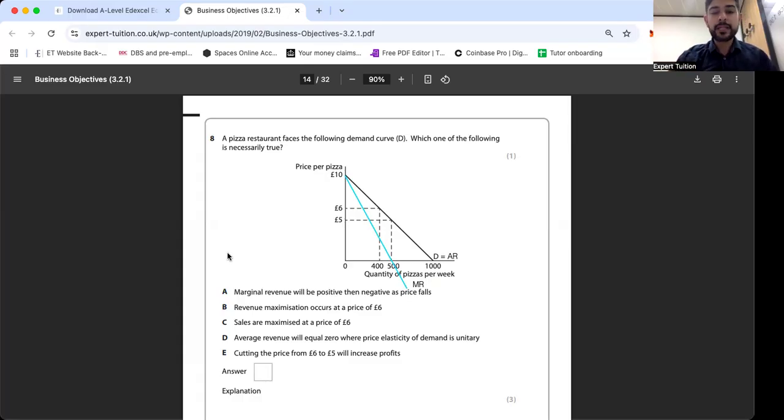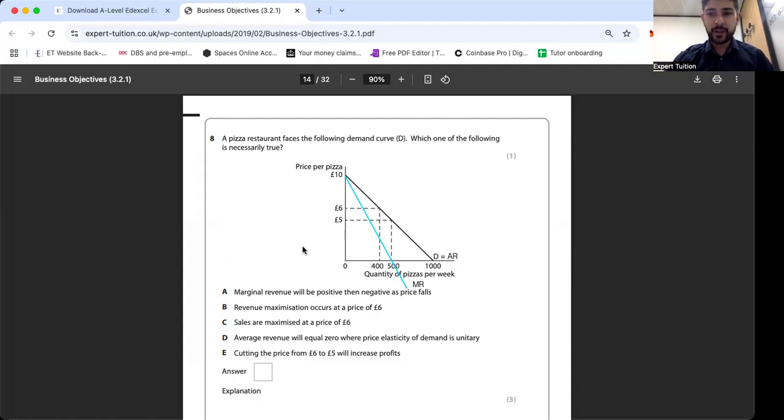B. Revenue maximization occurs at a price of £6. What is the rule for revenue maximization? Revenue maximization occurs where MR equals zero. That I can tell you. Revenue maximization occurs at that level of output of 500. And I can always tell you the price by going up from that point until you hit the demand curve, the AR curve. So go from 500, it's there. But can you see the price is not £6, it is £5. Therefore, B is also incorrect, which leads us to the answer.